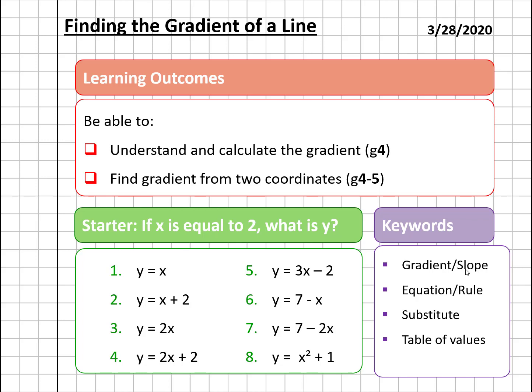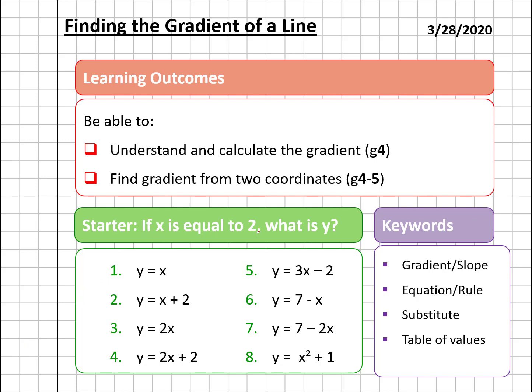Right guys, we're learning how to find the gradient of a line today. And here's your starter. Keywords: gradient, they sometimes call it slope. Now let's see if we can start on the starter.